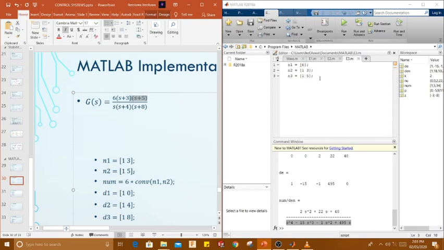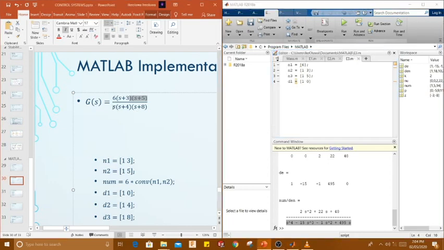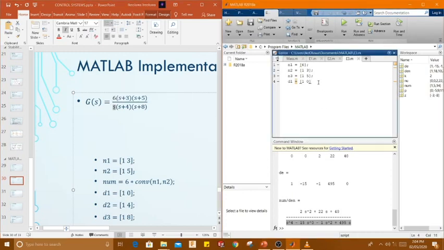Now let's define the denominator. For the denominator we have, let's say, d1 equal to, now in this case you're going to have 1, 0. Okay, 1s plus 0 constant. I hope that's clear. 1s plus 0 constant, that is what represents this s all by itself. 1s plus 0 constant, it's very important you pay attention to that. And then we have d2, and then we have what's that? 1, 4. Is that all right?